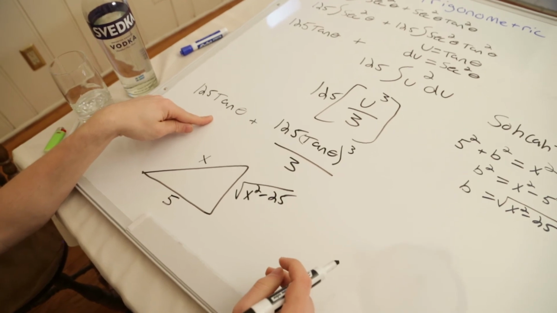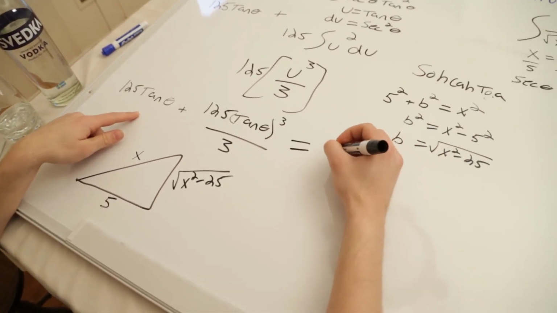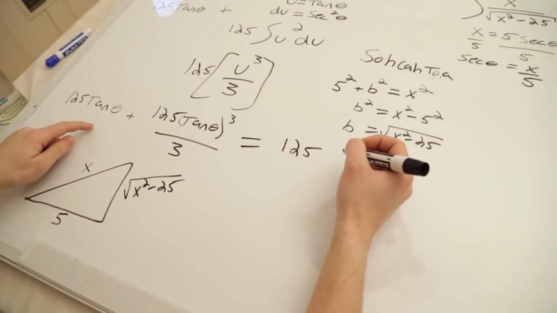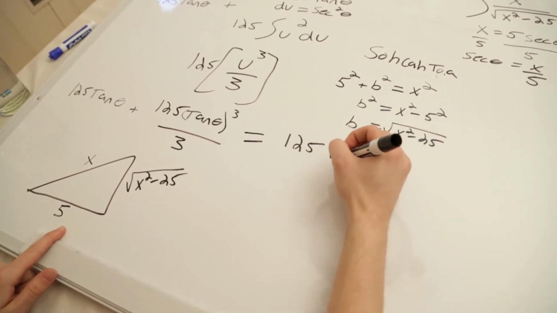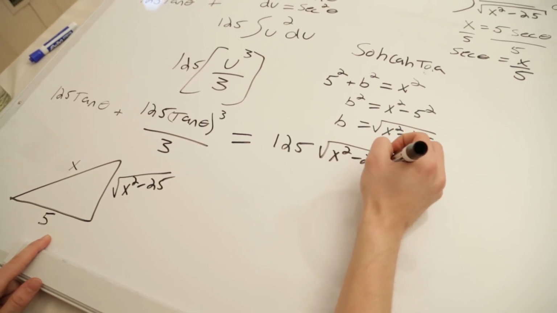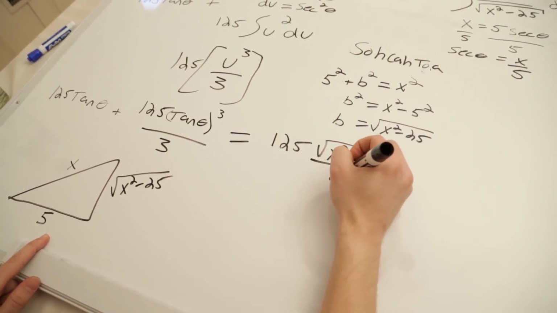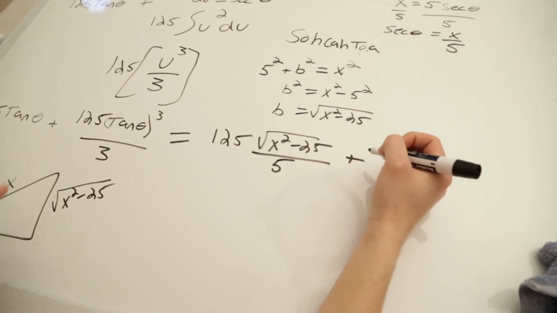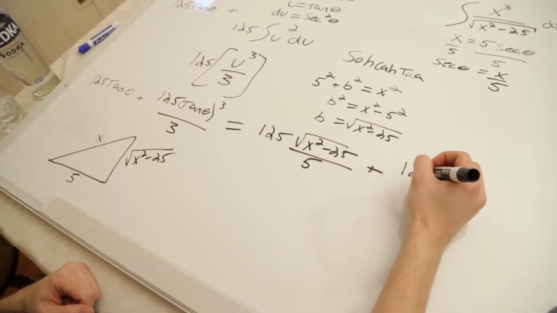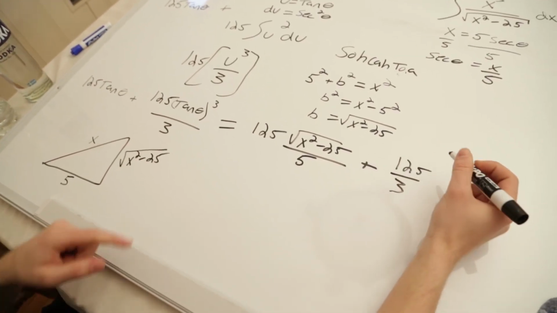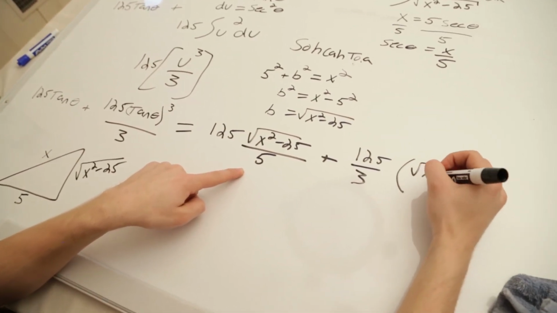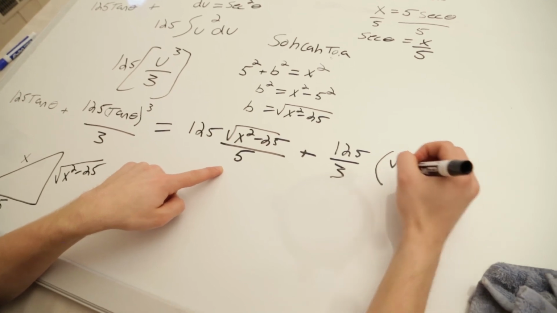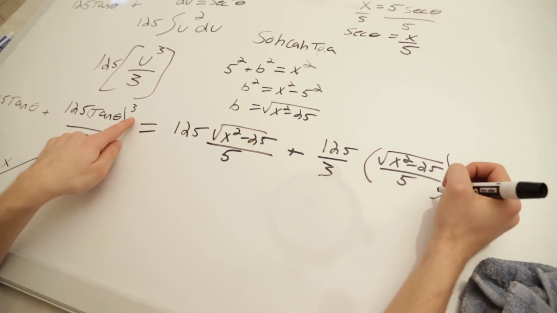Now, we can plug in values here. This is gonna be equal to 125, tangent, opposite over adjacent. We have opposite and adjacent. 125 root x squared minus 25 over 5. Plus, let's write our constants first. 125 over 3, and we already know what tan theta is equal to. Root x squared minus 25 over 5, but except here, remember it's cubed.